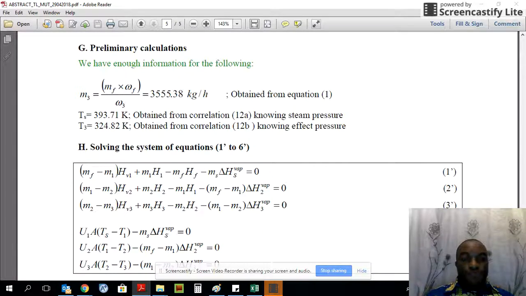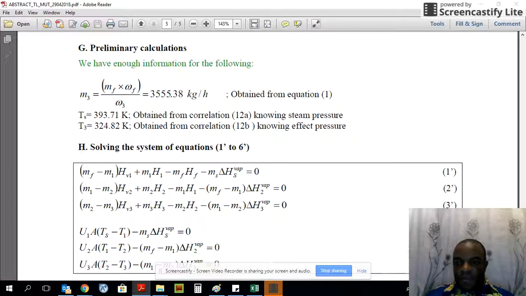Once we are familiar with all those correlations for enthalpies, we can move on to preliminary calculations from information provided to us. We can readily find the mass flow rate of stream number 3, which is the final concentrate. We can calculate TS from equation 12a, and we can calculate T3 from 12b.